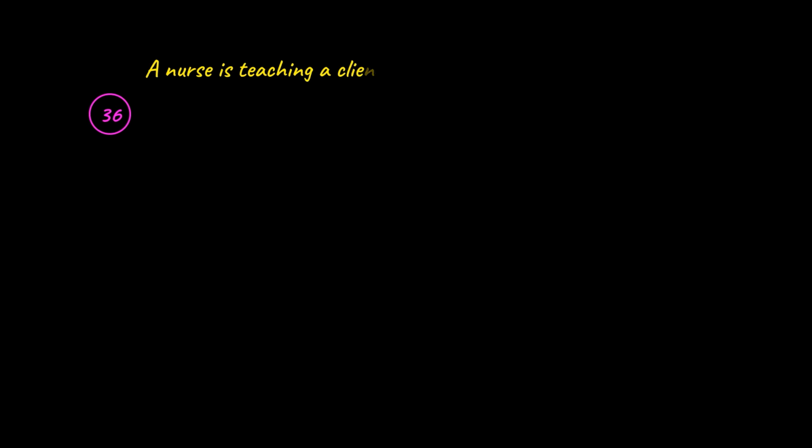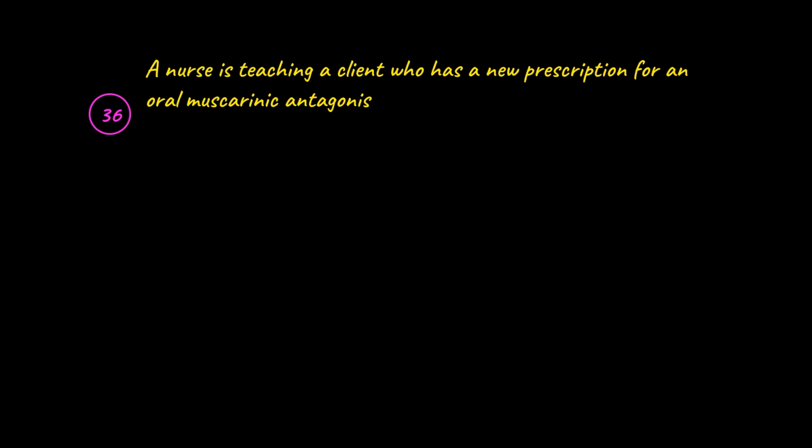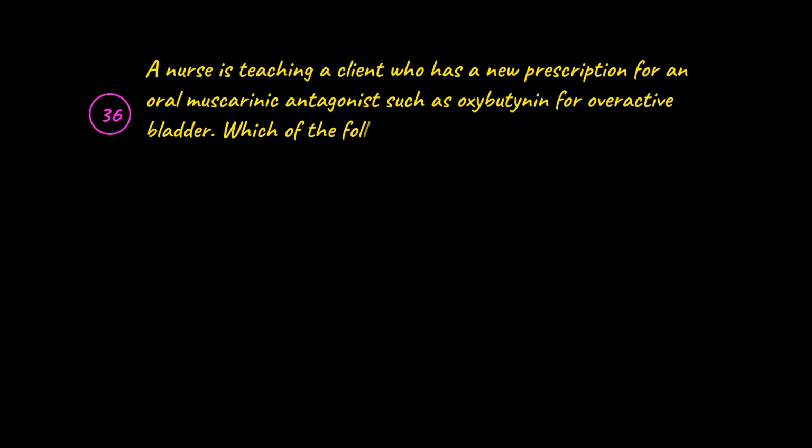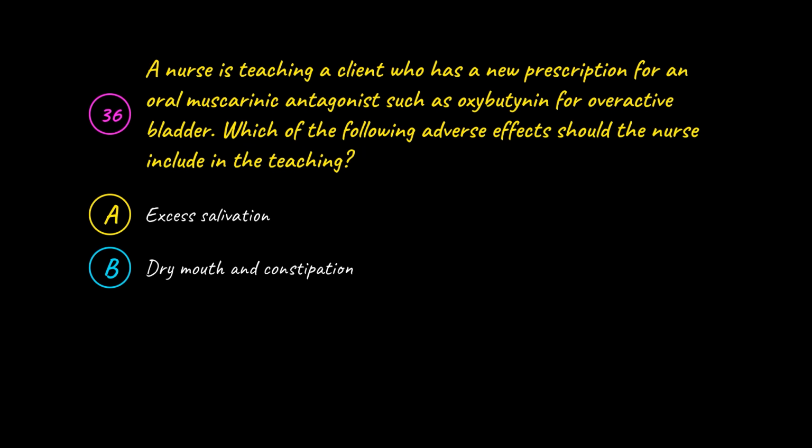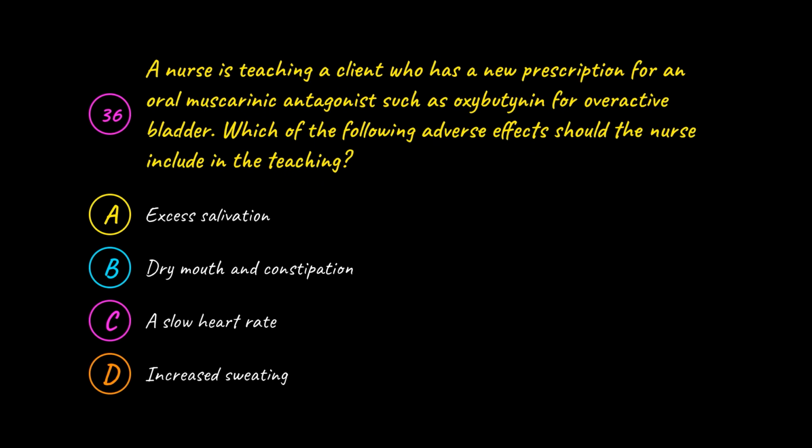Question 36. A nurse is teaching a client who has a new prescription for an oral muscarinic antagonist, such as oxybutynin for overactive bladder. Which of the following adverse effects should the nurse include in the teaching? Your options are A. Excess salivation, B. Dry mouth and constipation, C. A slow heart rate, D. Increased sweating. What's your answer? Commit to one before I continue.